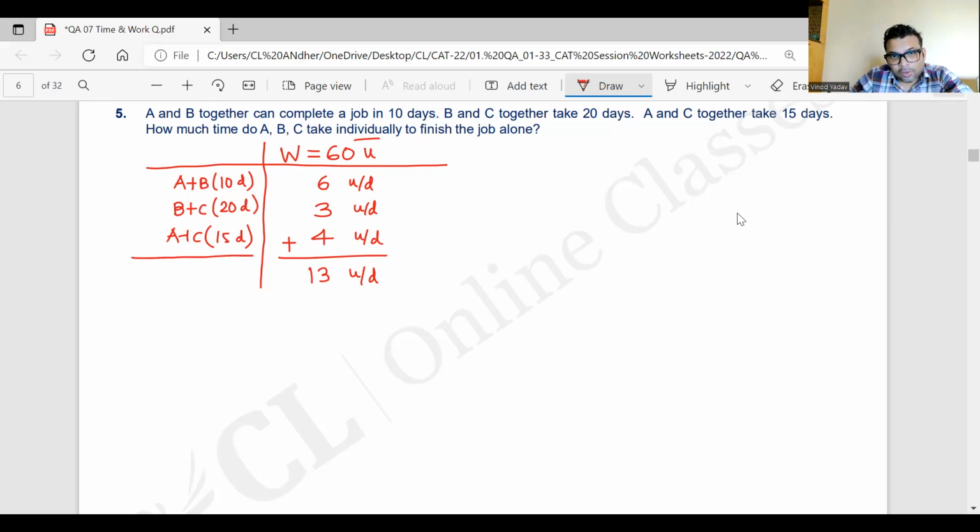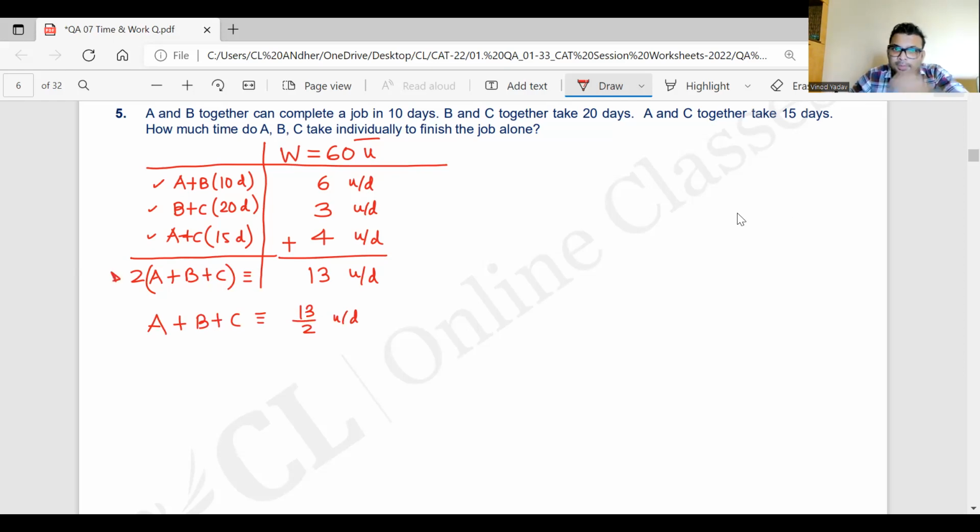This 13 is what? Here also if you add this, this and this, you see A plus A, B plus B, C plus C, each comes twice. So 2A plus 2B plus 2C. So I am taking 2 common. So twice of (A plus B plus C) corresponds to 13 units per day. In short, A, B, C together can do 13 by 2 units per day. Isn't it? That is comfortable.